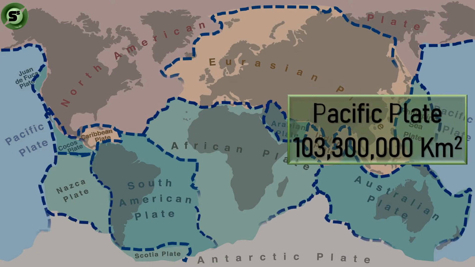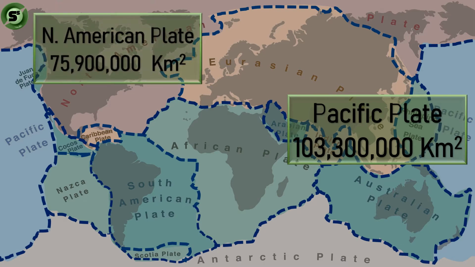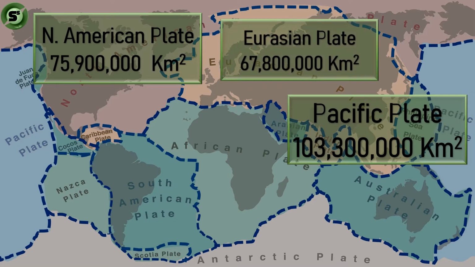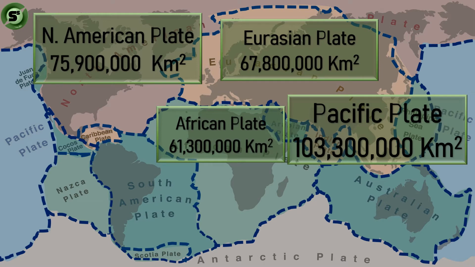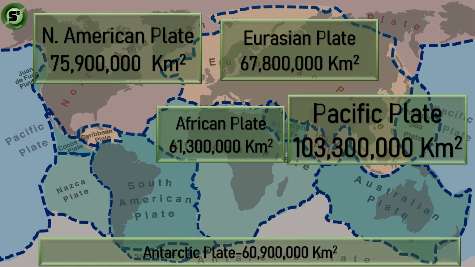The biggest plate, the Pacific Plate, has an area of 103,300,000 square kilometers, followed by the North American Plate that measures 75,900,000 square kilometers. Then the plate that carries both the continents of Europe and Asia, the Eurasian Plate, is 67,800,000 square kilometers. The 4th biggest plate is the African Plate with a total area of 61,300,000 square kilometers. After that is the Antarctic Plate, which measures 60,900,000 square kilometers.